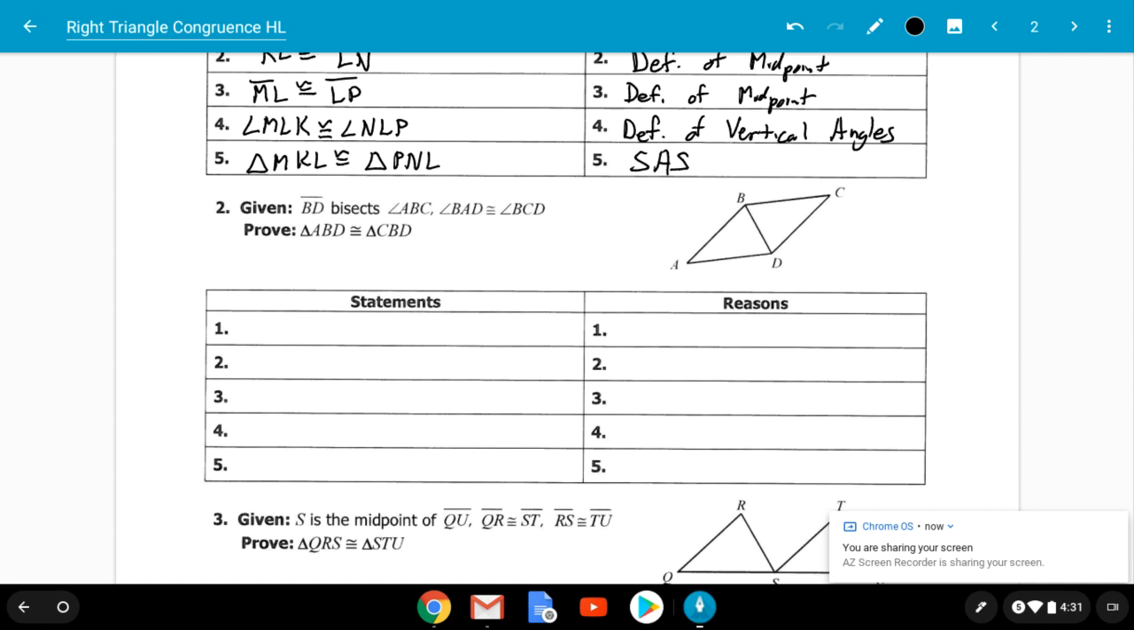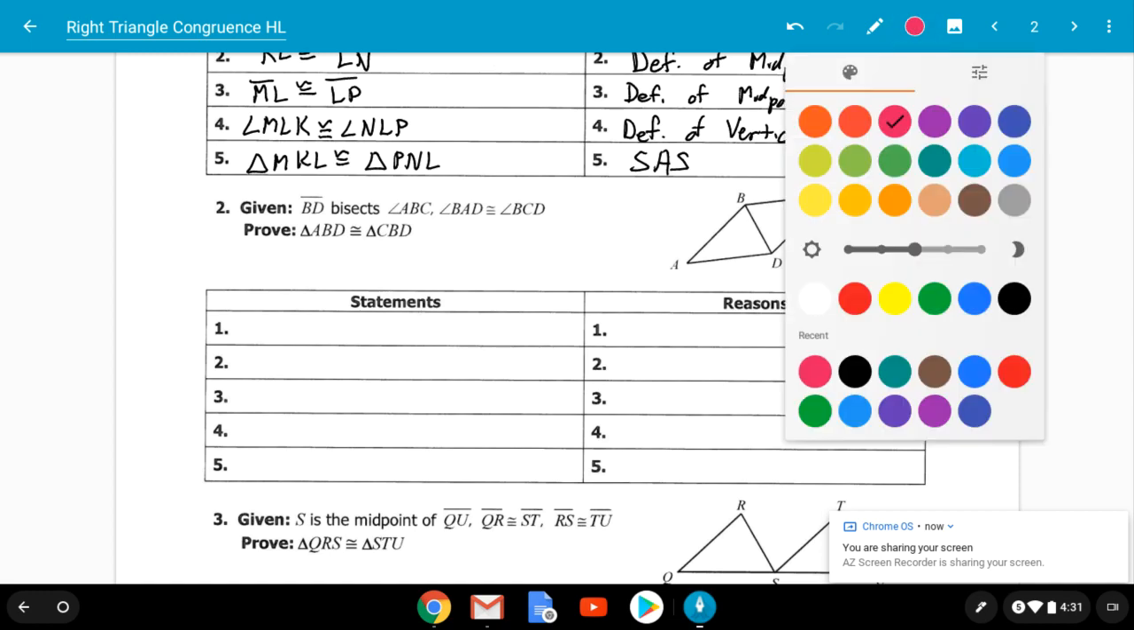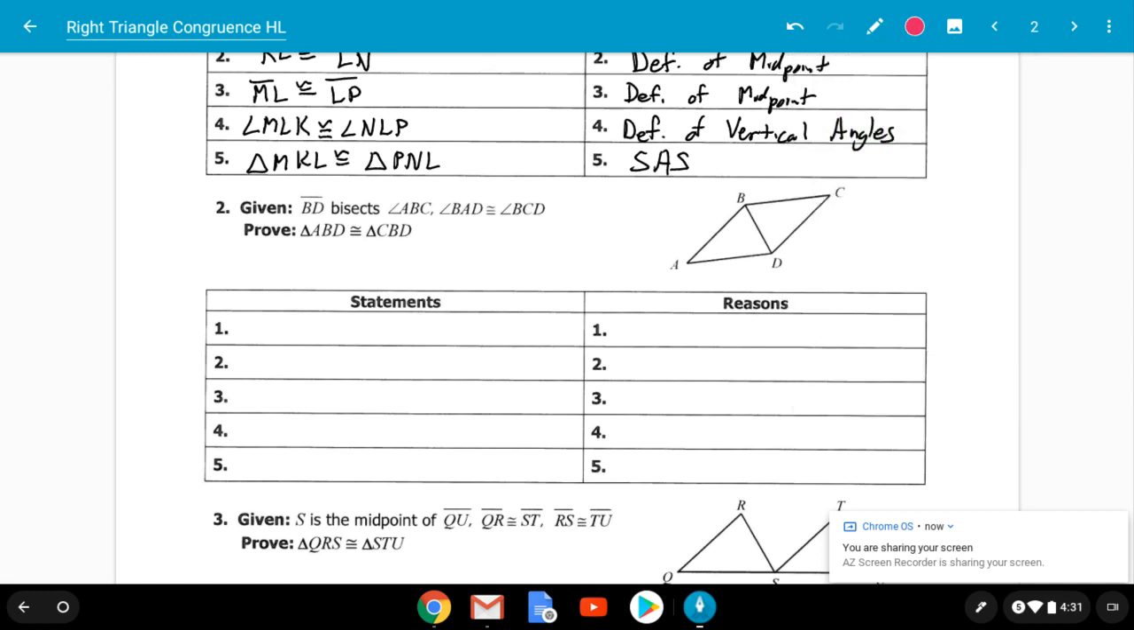Number 2 says line segment BD bisects angle ABC. Okay, let's take care of that first given there. What does the word bisect mean again? Hopefully you remember it means cut in half. So that means this angle is congruent to that angle.